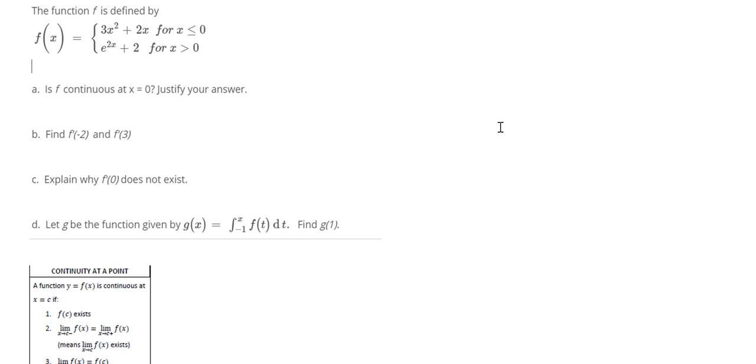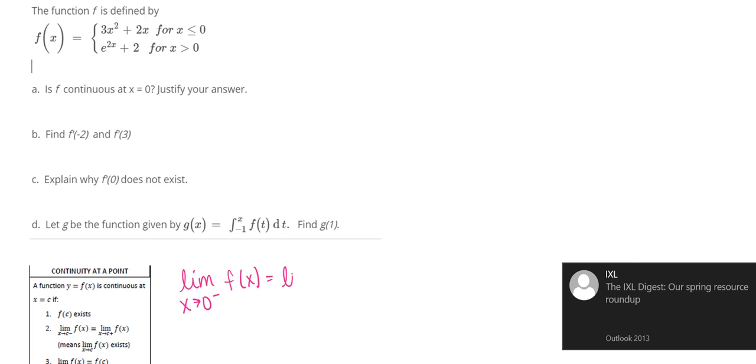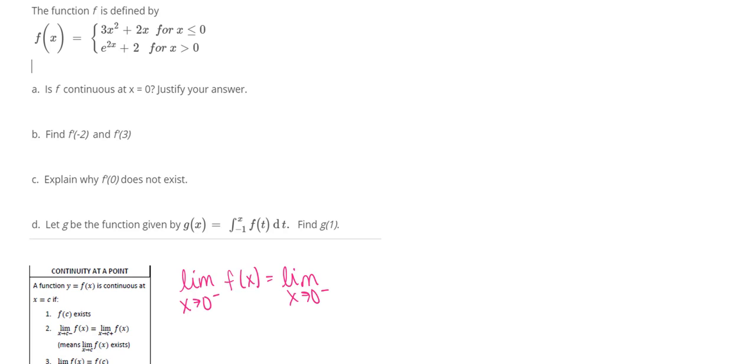So let's first set this up for both the left and right hand. I know that for all x values less than 0, we're using this top equation, and greater than 0, we're using this bottom. So I'm going to say the limit as x approaches 0 from the left of f of x equals 3x squared. We're using that equation, and when I substitute in 0, I get 0.